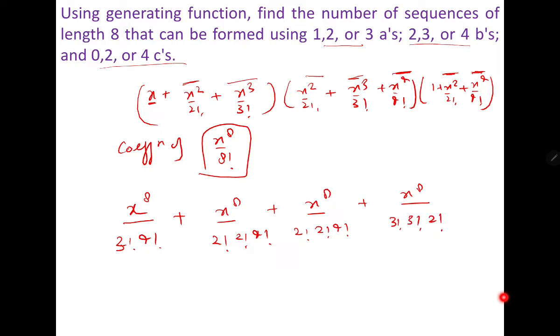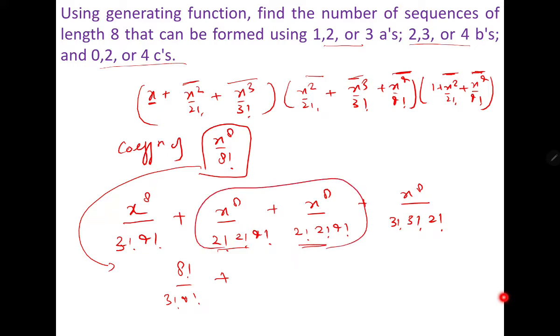And I need the coefficient of x raised to the power 8 by 8 factorial, so multiply and divide. These two terms are the same, so I will get the coefficient of x raised to 8 by 8 factorial as 8 factorial by 3 factorial 4 factorial. I can add these two terms, so that gives me 8 factorial by 4 factorial 2 factorial, and the last one gives me 8 factorial by 3 factorial 3 factorial 2 factorial.